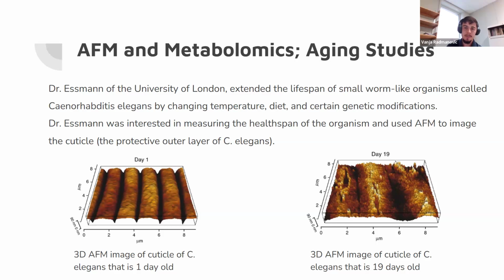What they wanted to measure was the health span of the organism. Health span means the strength of the organism, its quality of life, whether it's frail or whether it can resist its environment and is stronger. They used AFM in order to measure this health span. It's vaguely defined. They used it to image the cuticle, which is the outer layer of this microscopic organism.